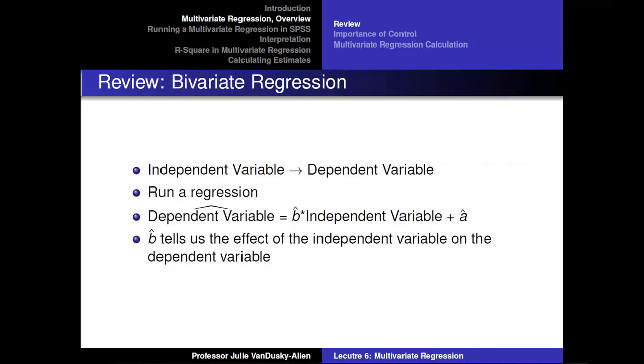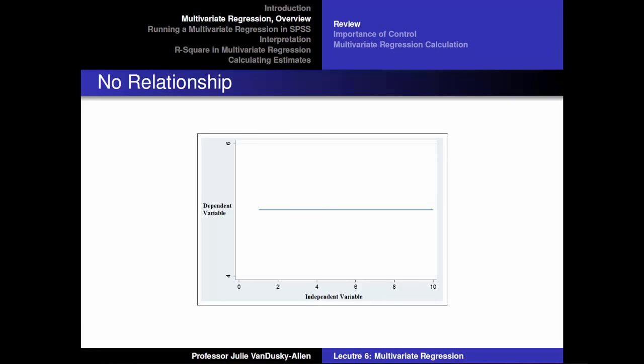Before I move on to new material, I would like to review some material from the previous lecture. In the previous lectures, I showed you how to use a bivariate regression to determine whether one independent variable has a statistical impact on a dependent variable. Bivariate regression produces the following equation: dependent variable hat equals b hat times the independent variable plus a hat. B hat tells us the effect that the independent variable has on the dependent variable. If the independent variable has no discernible effect on the dependent variable, then B hat would be equal to 0.